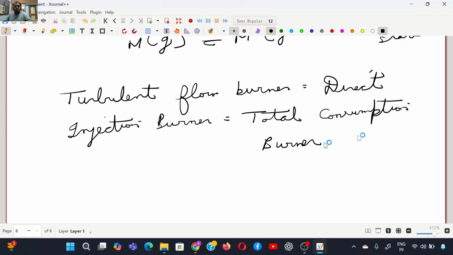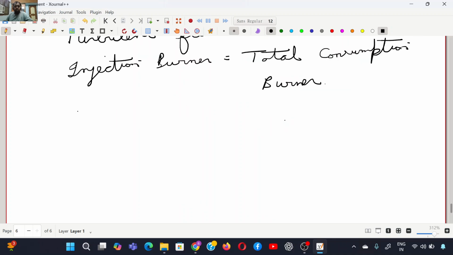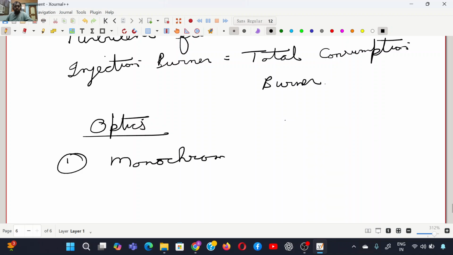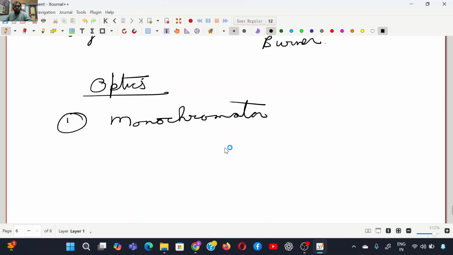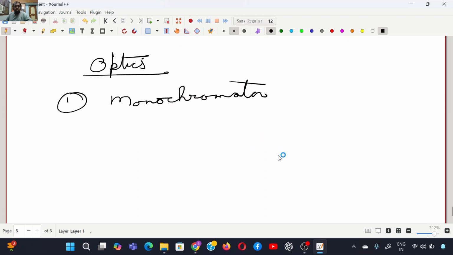Okay, let us come to the optics part now. So what do we need to know about optics in AAS? We need to know about the monochromator. So basically a monochromator is an optical device used to select a particular wavelength of light from a mixture of many wavelengths. We generally use the Czerny-Turner monochromator. Okay.